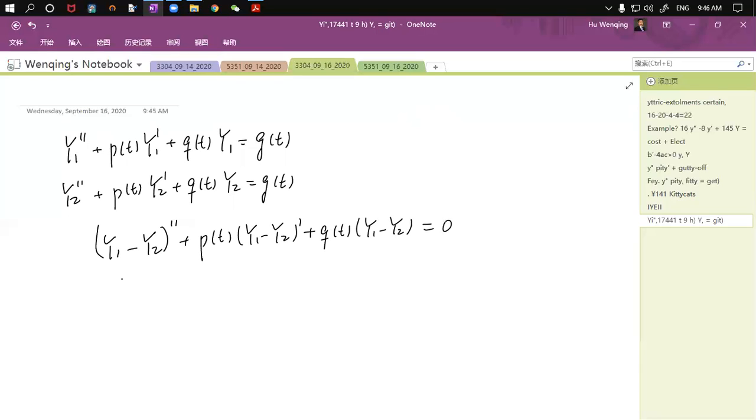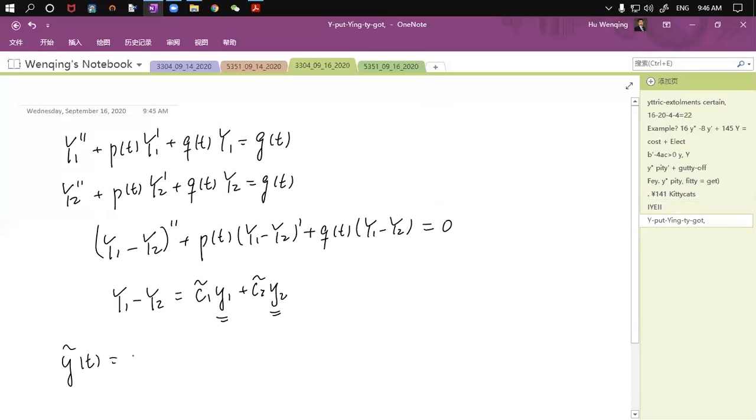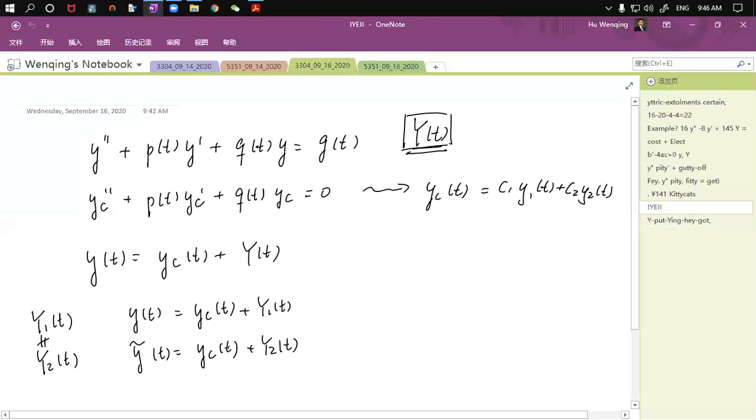So that means y1 minus y2 is actually one of the solutions of the homogeneous equation. So that means y1 minus y2 is actually c1 theta of y1 plus c2 theta of y2, where y1 and y2 are fundamental solutions. So that's going to tell us that you cannot tell the difference between these two. So let me write y theta is equal to y minus y1 plus y2. It's easy to understand because if you subtract y1, you get yc, then plus y2.